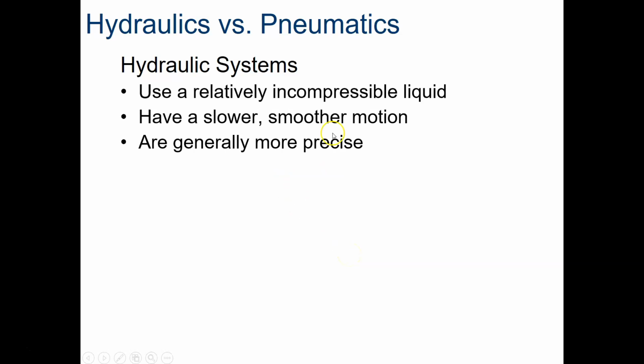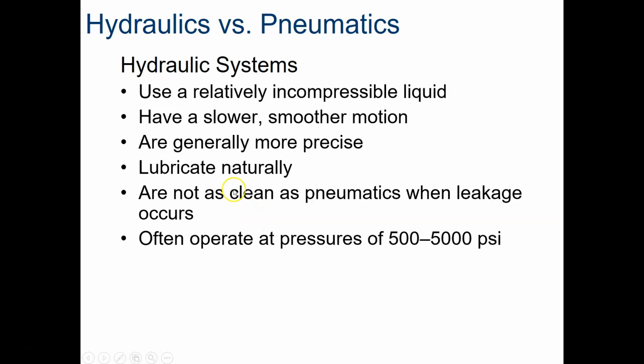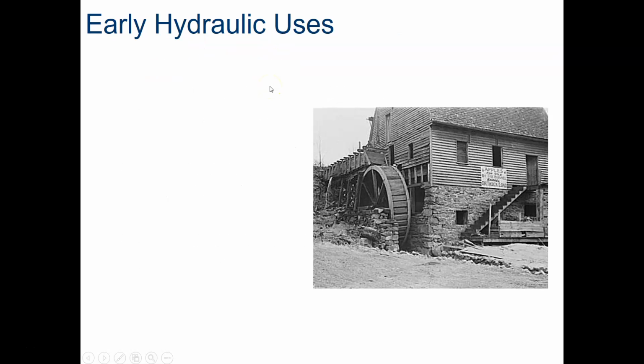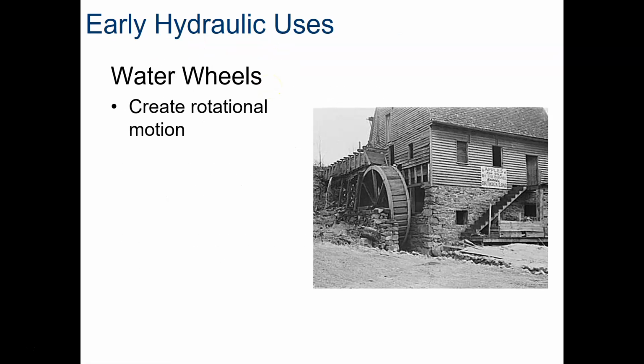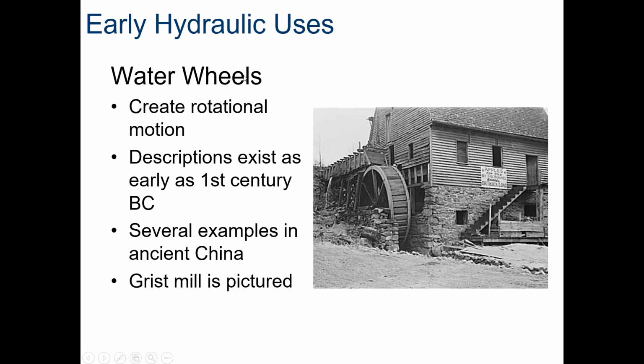Okay, so they use relatively incompressible liquid. They have a slower, smoother motion than a pneumatic system. They're more precise. They lubricate naturally, so we don't have to add any kind of lubricant to them. And they generally produce more power. So if you need more power in your system, you tend to want to go with hydraulics over pneumatics. Again, I'm not going to talk about the initial uses. Water wheels are a hydraulic use, but we're going to move forward here.